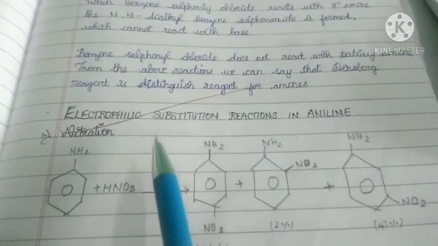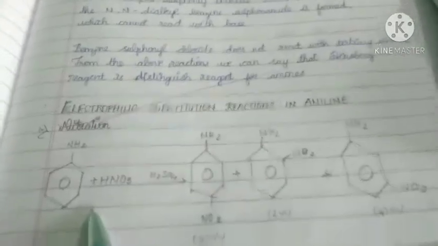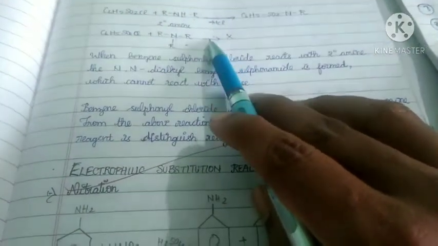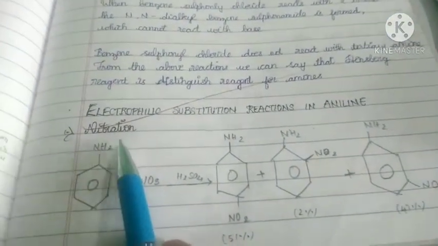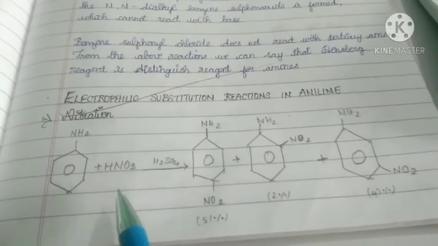Next, electrophilic substitution reactions in aniline. Now the reactions of aniline, aromatic compounds. Till now we saw the reactions regarding aliphatic amines. Now aromatic amines. See, the first reaction is nitration. This is a special reaction.